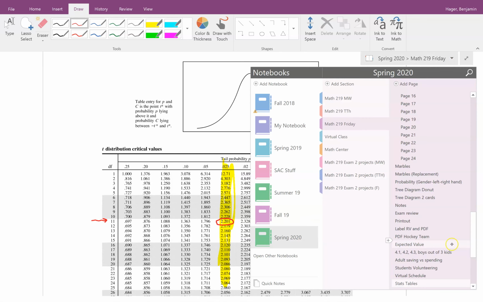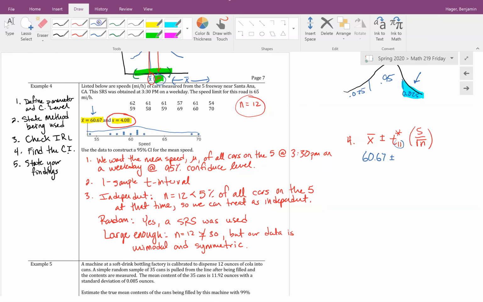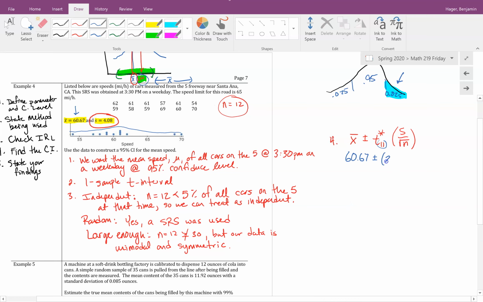So, back to the notes. Where was that stuff? Page 7. The t-score is going to be 2.201 standard deviations left or right. The standard deviation for these sample means is being approximated using this. The sample standard deviation was 4.08 over the square root of n, which is 12.